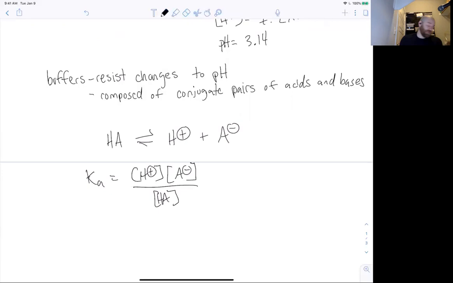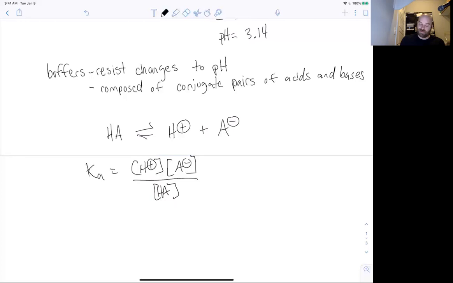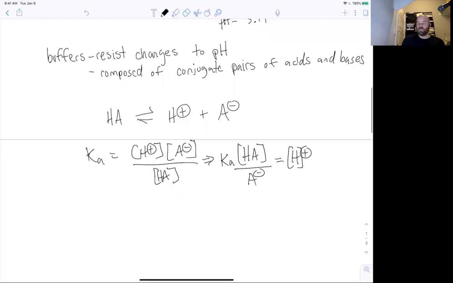If I want to get the Henderson-Hasselbalch equation, I can rearrange this. All I've done is take A minus and divide it over here, and take HA and multiply it times both sides. So now it's up here. So I basically just solved for H plus in this equation.